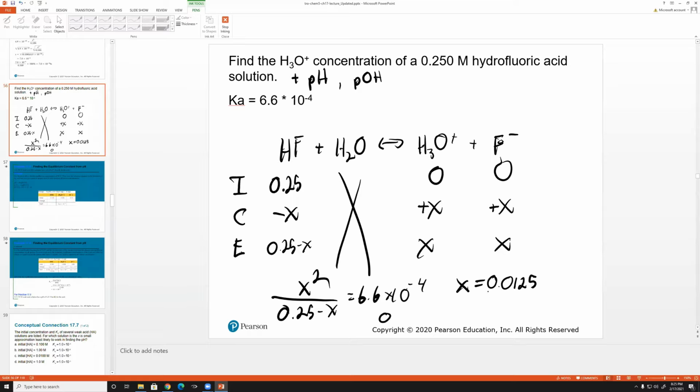So now, Christina, what did you get for your approximated value? Or anyone else that approximated? 0.0128. Okay, good. So that's close enough, but you could see how it's still borderline. If the Ka was 10 to the negative fifth, 10 to the negative sixth, then it would be very, very close. But this is still borderline.